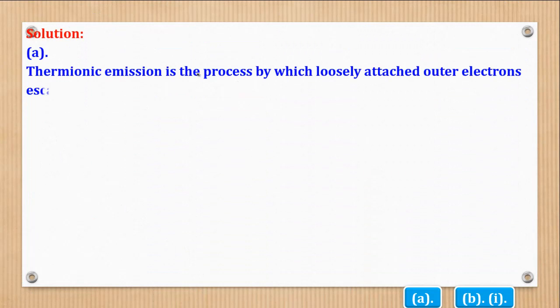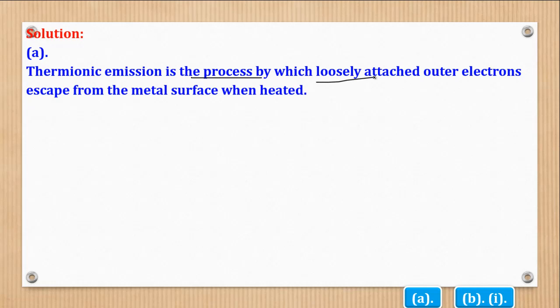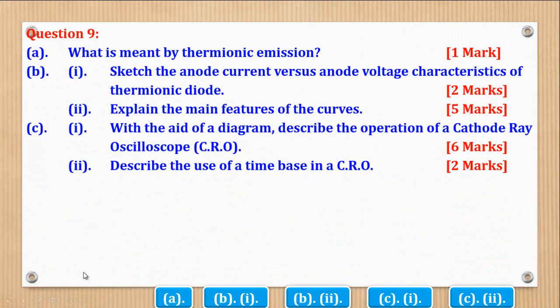So thermionic emission is the process by which loosely attached outer electrons escape from the metal surface when heated. So they escape when heated. Then part B, Roman 1, says, sketch the anode current versus anode voltage characteristics of a thermionic diode. And Roman 2, explain the main features of the curve.